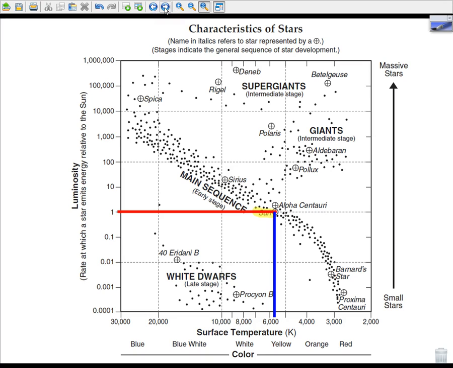So if you take a look, it's closer to 6,000 than to 5,000, so you can estimate it's about 5,700 Kelvin, and it's a main sequence star.